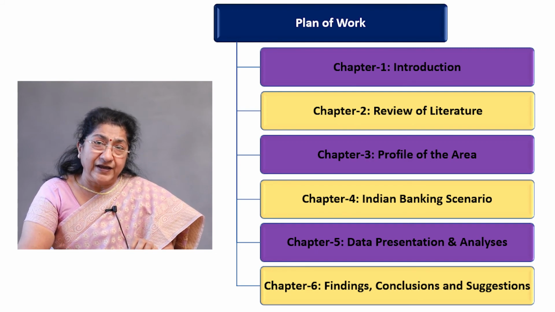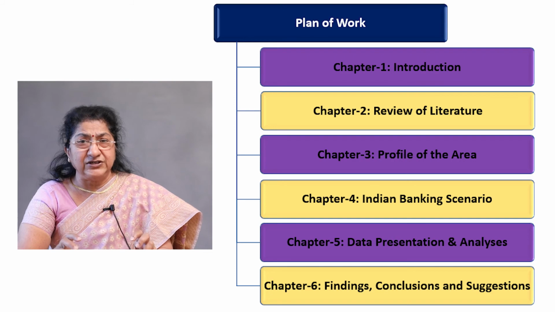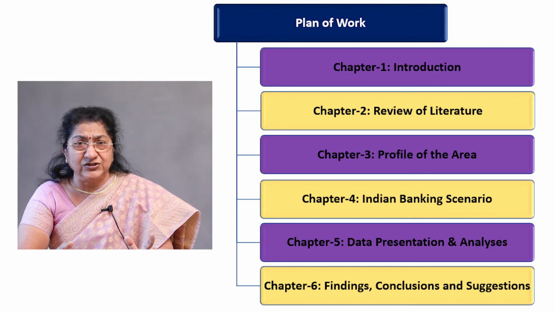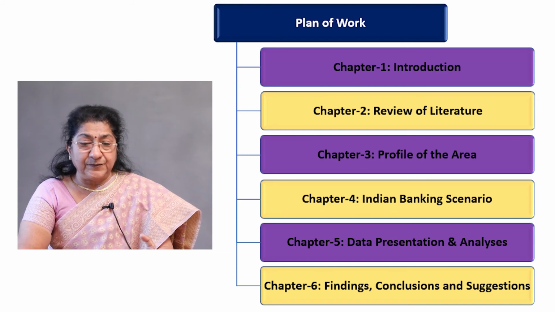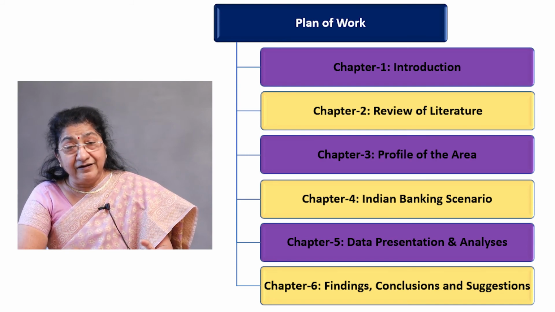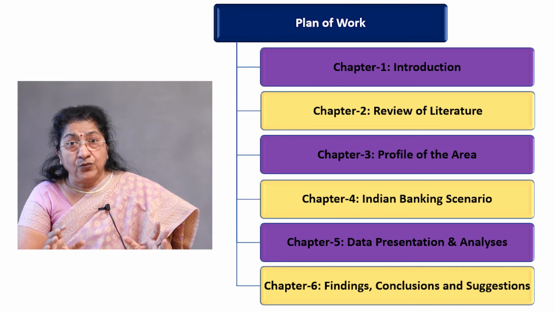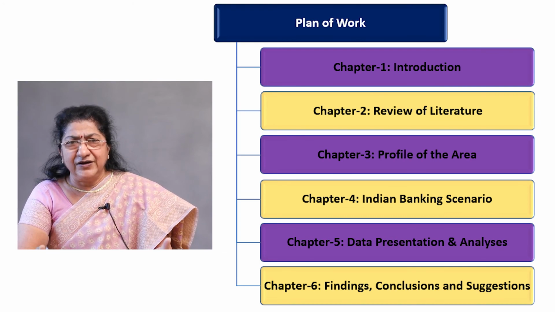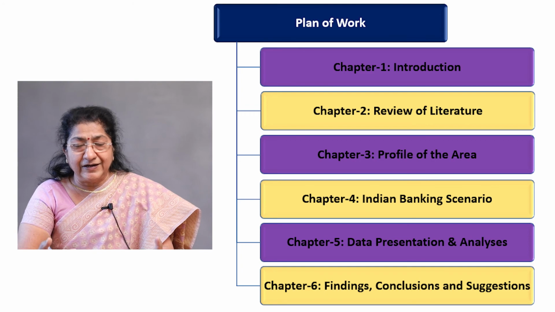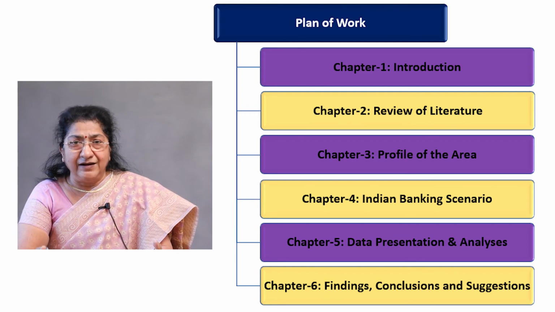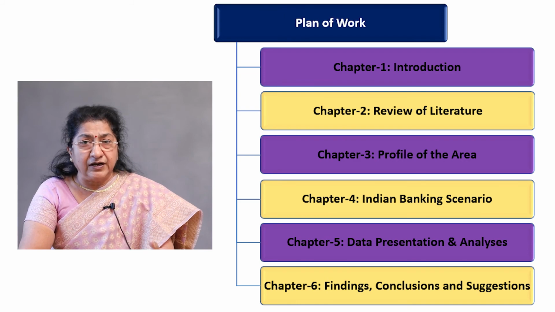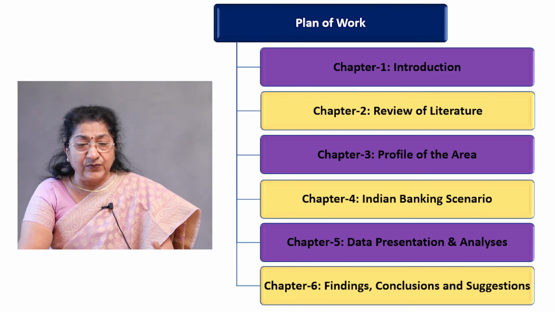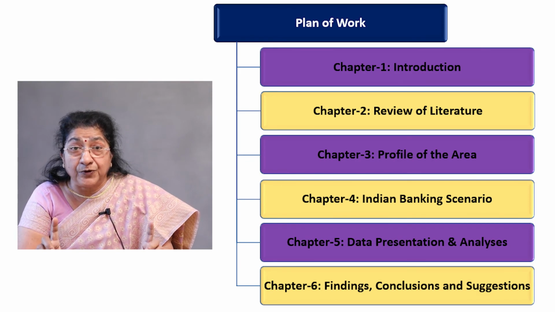Then profile of the area. Suppose your area is Surat district, then give the profile of Surat district. How many branches are there and how many areas are there, etc. Then fourth chapter is about the Indian banking scenario. What is the scenario of Indian banking, that you can highlight. Then obviously fifth chapter is your data presentation and analysis, and last one is findings, conclusions and suggestions. This way you can prepare a research proposal.